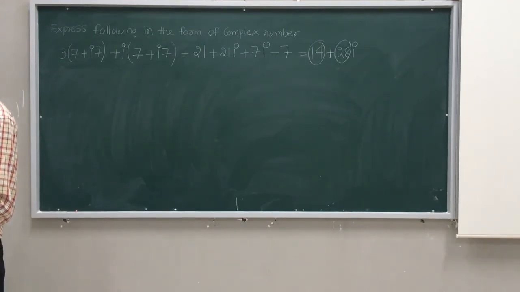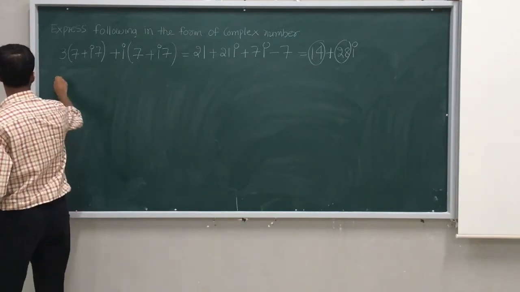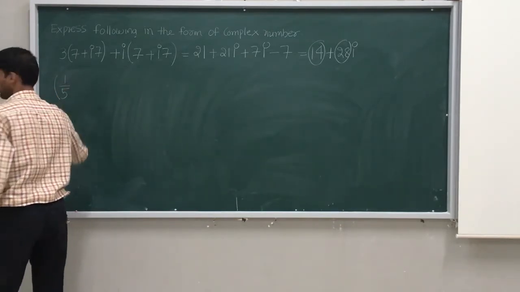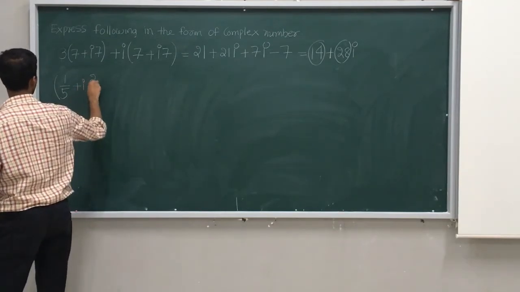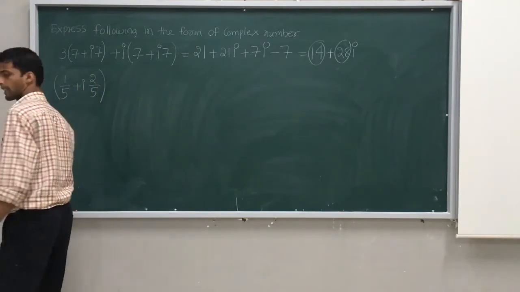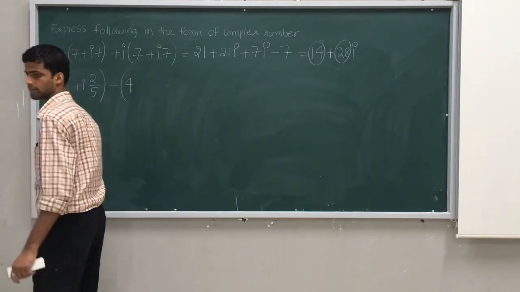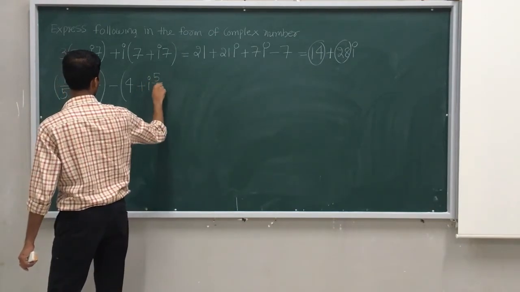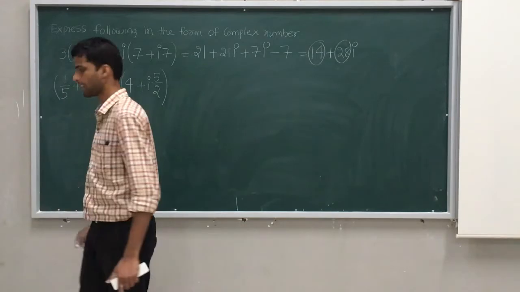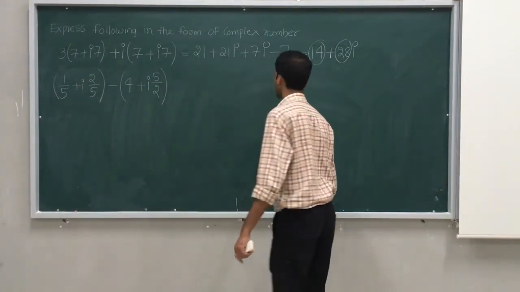Like this, they have given many questions. It's all your wish to solve these questions. I'll take one more so that you get the idea. It is 1 by 5 plus i times of 2 by 5, minus 4 plus i times of 5 by 2. So this question's answer I need. Again it's a question to express it as a complex number.